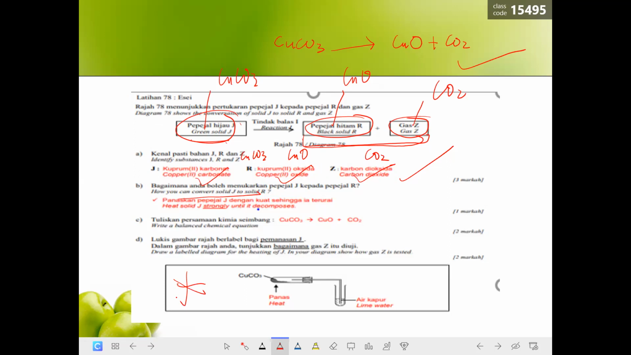Okay, I want everybody to put an asterisk to this question, famous SPM question. They like to ask you to draw. Draw a labelled diagram for the heating of copper carbonate. Teacher can only give 1 mark for labelling. I cannot give 1 mark for the diagram. Why? Why can teacher not give 1 mark for the diagram? What happened?